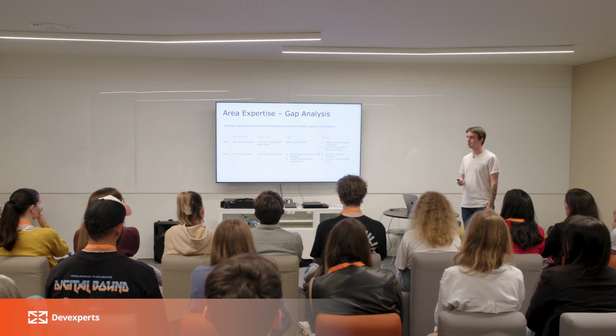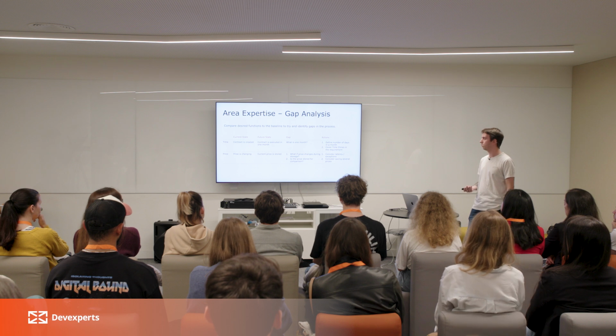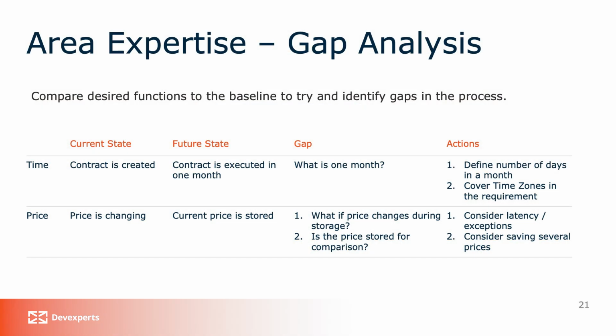One is time. So for example, if you want to create a contract and it's going to be executed in 1 month time, we probably want to understand what is 1 month time specifically. Is it a hard-coded value like 30 days, or should it be dynamically changed depending on the month? Another thing is if one person sits in Portugal and another person sits in Japan, probably there's a time difference between the 2 places. So time zones should also be covered in the requirements.